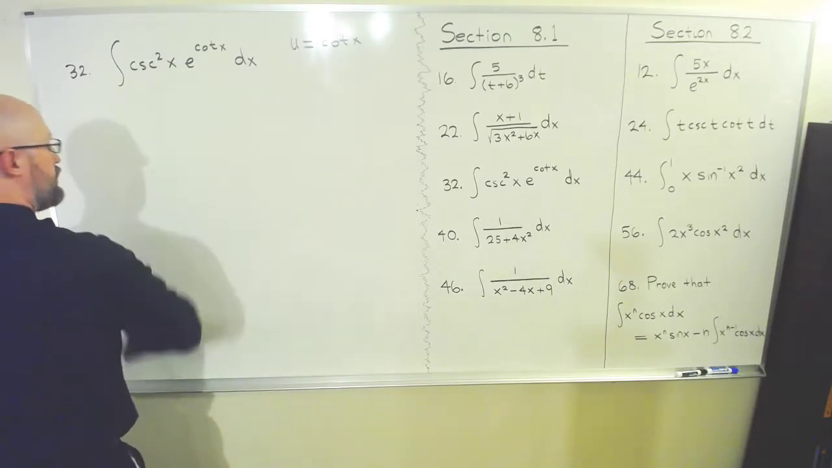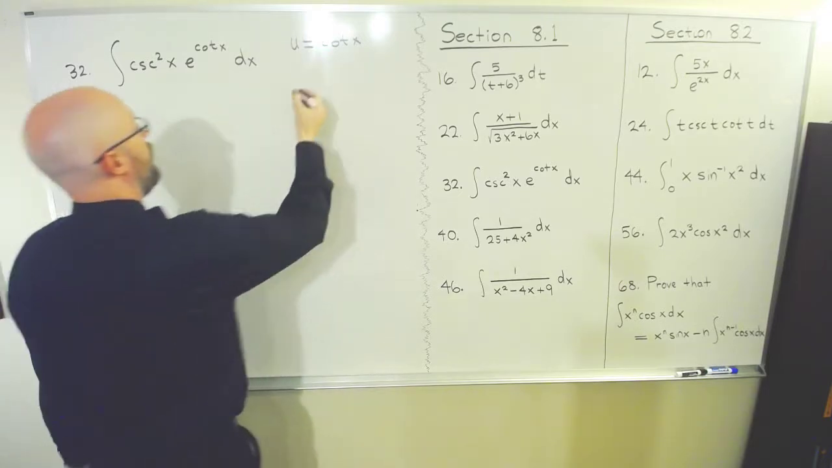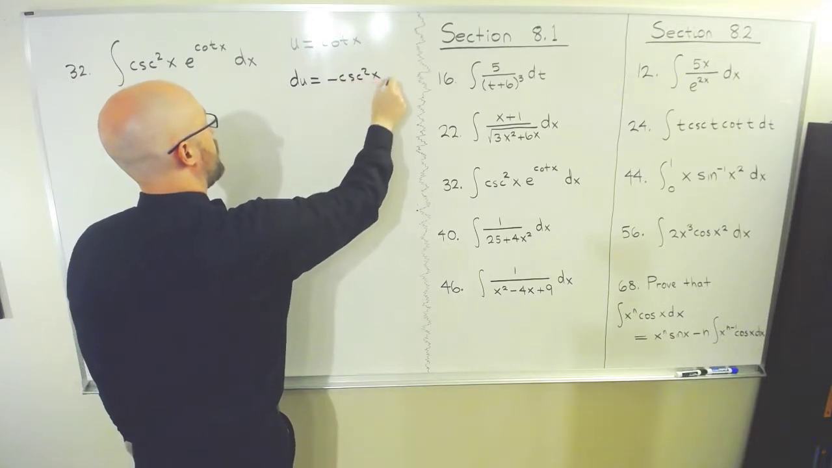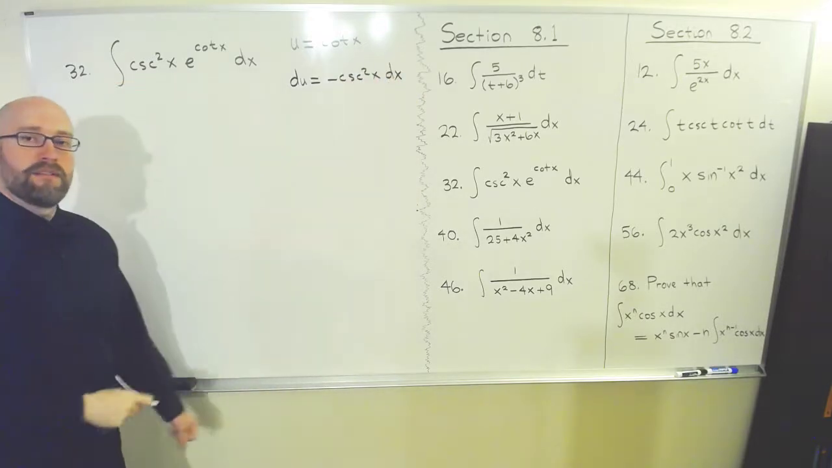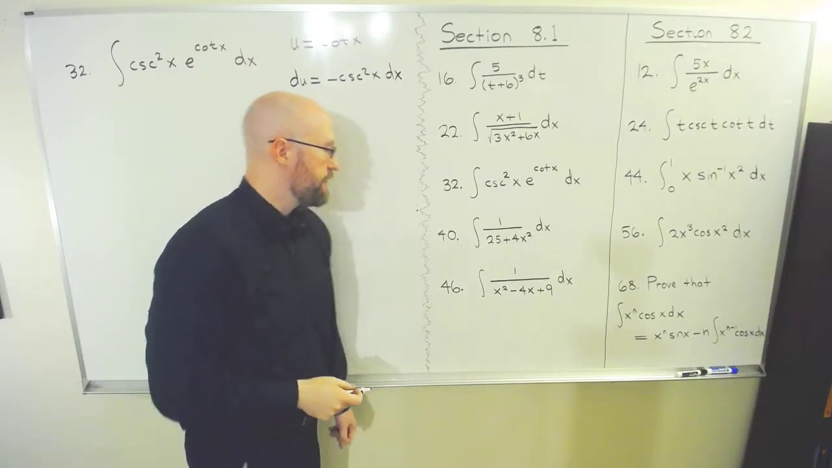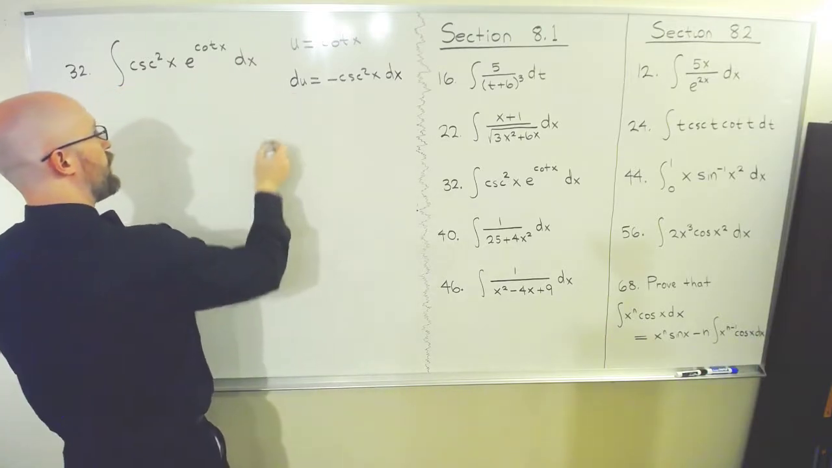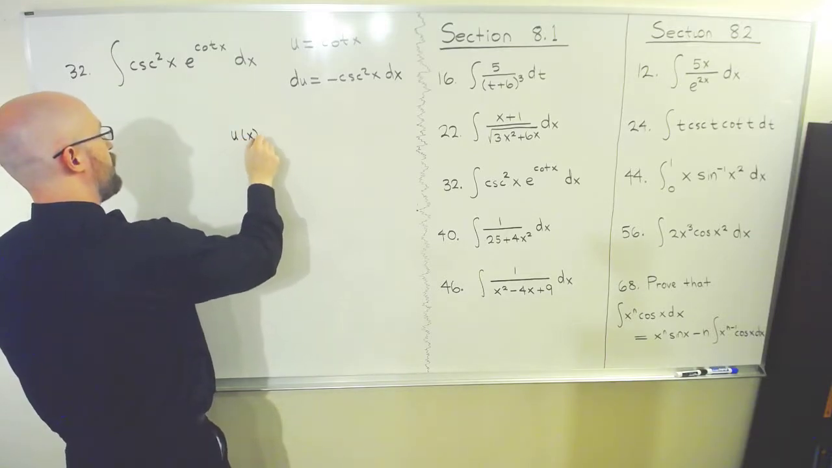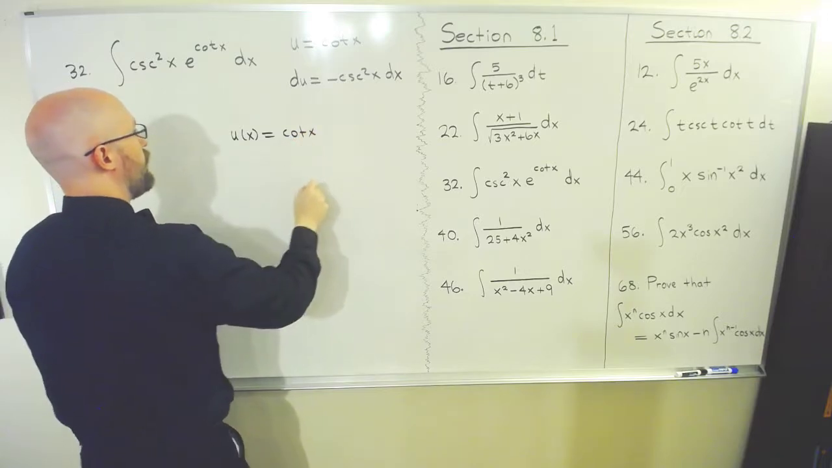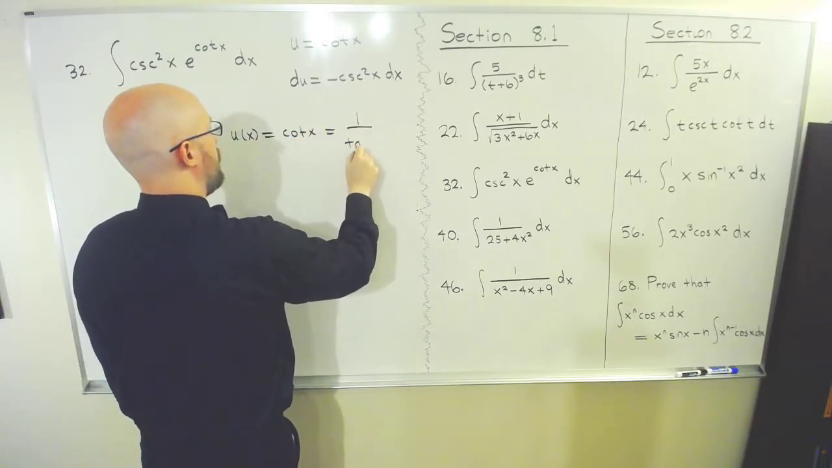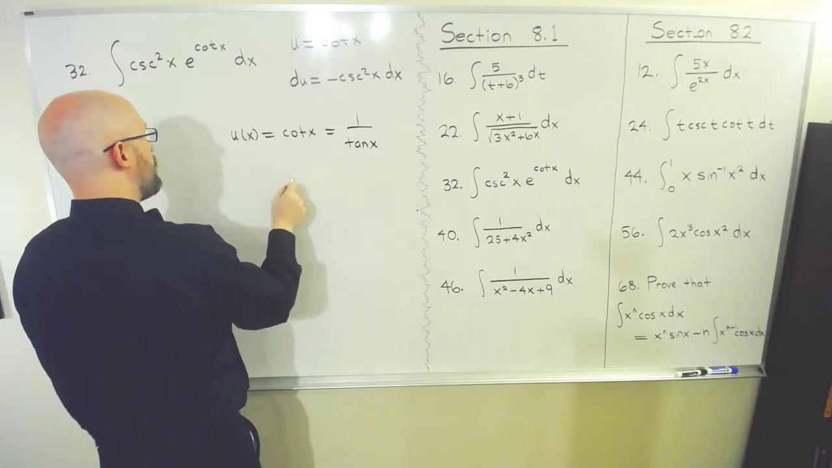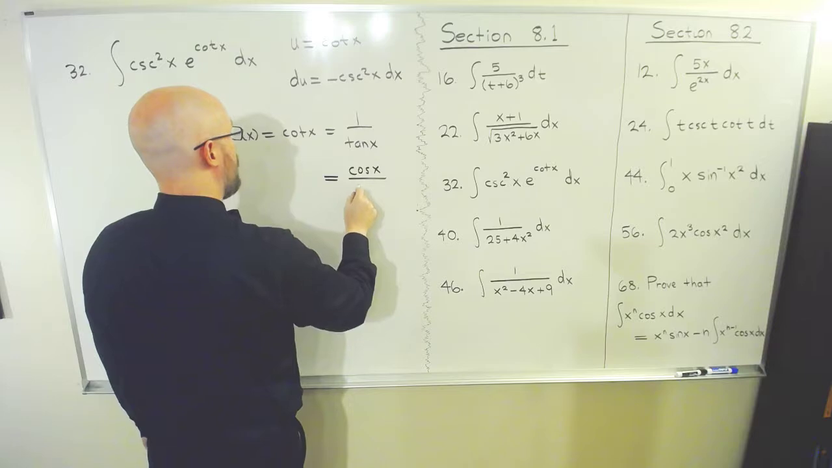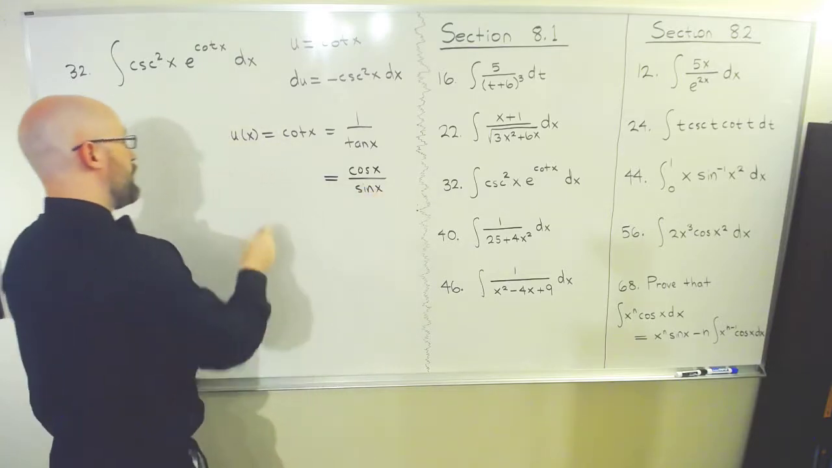So what happens? Well, I choose u equals cotangent x. Now du then is going to be minus cosecant squared x dx. That you may not remember. It's a derivative of a trigonometric function. If you didn't remember it, you could work it out easily as follows. So I write u of x equals cotangent x. What is cotangent? It's 1 over tangent x. Tangent x is sine over cosine, so another way you can write this is cosine x over sine x, and then you could differentiate it.